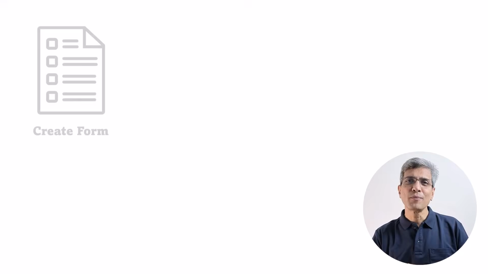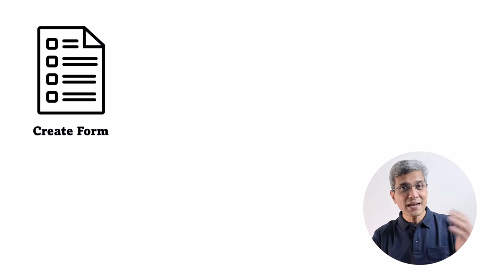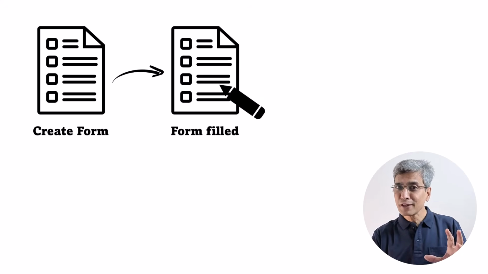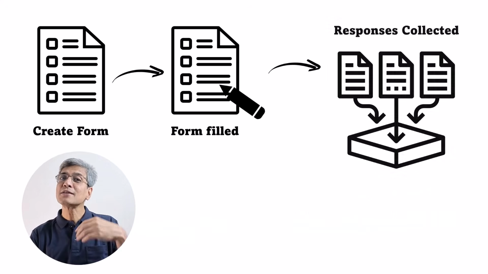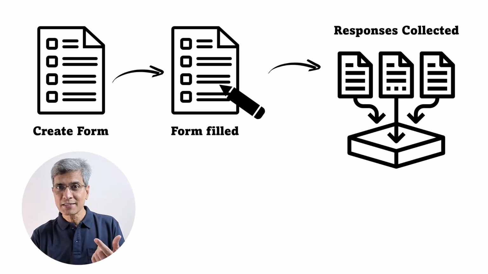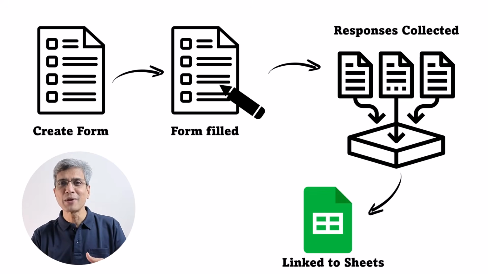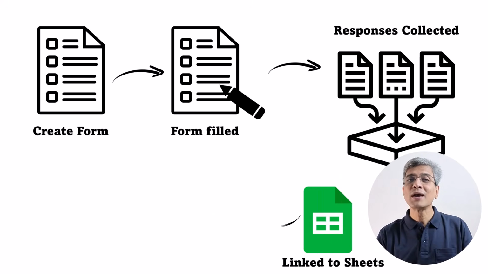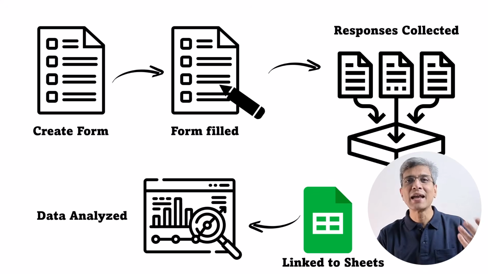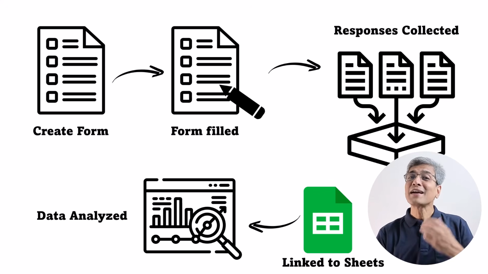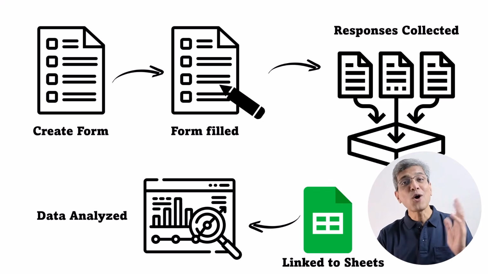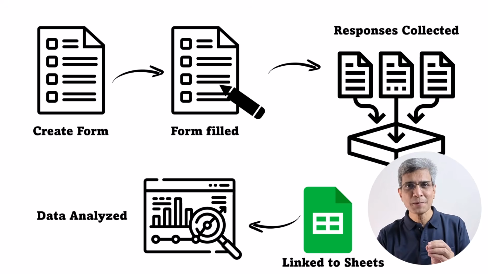To give you a quick snapshot, you create a form using Google Forms. You send the link to people, they fill the form, the responses are automatically stored and organized, which can be connected to a spreadsheet, from which you can do further analysis and get some deep insights. In fact, a lot of the information you need is already organized as simple to understand visual charts by Google. So all you need to do is to look at those charts, get your insights, and take action.